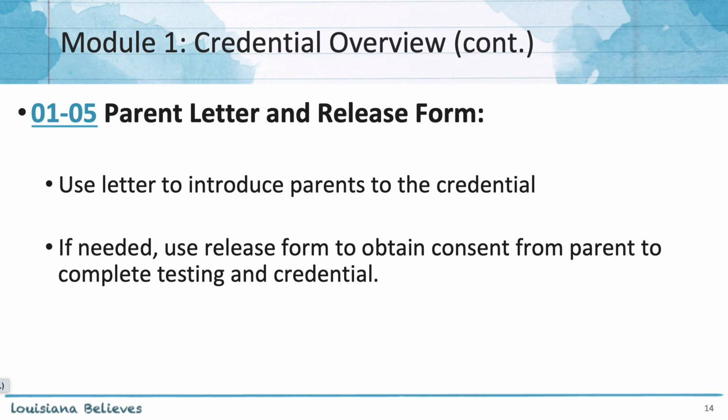The 0105 is the parent letter and release form. You can use this letter to introduce parents to the credential because they may or may not be familiar with this if this is a new course to be offered at your campus. Be sure to check with your principal and district guidelines to make sure it is appropriate to send this letter.